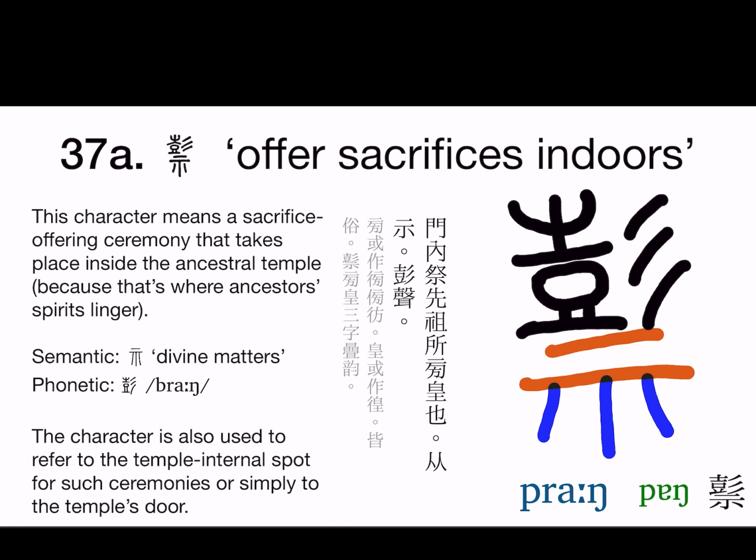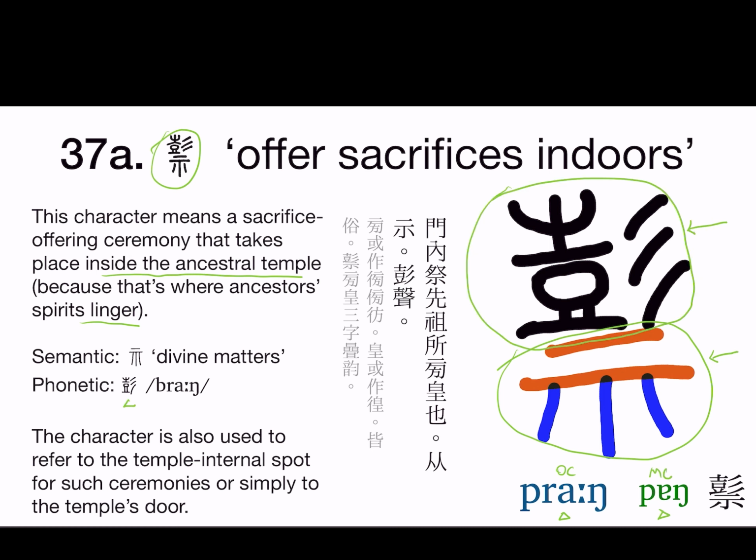Character 37a. This is again one of two variant forms of the same character. It looks like this. It is pronounced brang in Old Chinese and bang in Middle Chinese. This character means a sacrifice offering ceremony that takes place inside the ancestral temple, because that's where ancestor spirits linger. This is another vertically structured character, with the radical divine matters being at the bottom. So here's the semantic component, as well as the radical. And here is the phonetic component, which is a character that is pronounced brang. This character is also used to refer to the temple internal spot for such a ceremony, or simply to the temple's door.